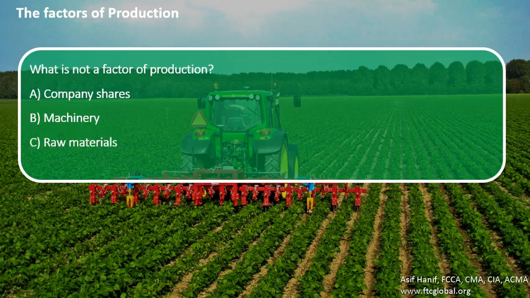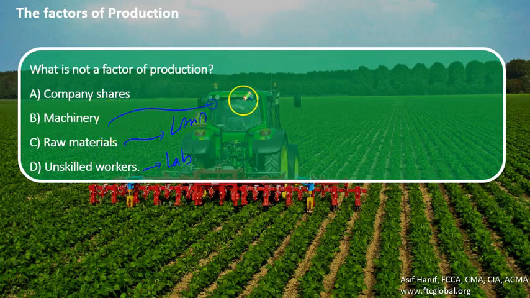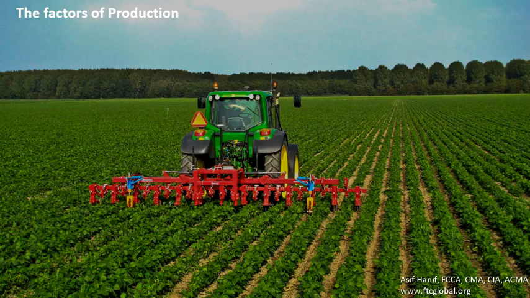What is not a factor of production? Amongst these four, which of these is not a factor of production? Unskilled workers represent labor. Raw material is land. Machinery is a man-made resource, it's capital. Company shares, it's a financial asset. It is not a factor of production. We don't use company shares to make goods or services. So this is not a factor of production, and that's the reason A is the right answer. Next.